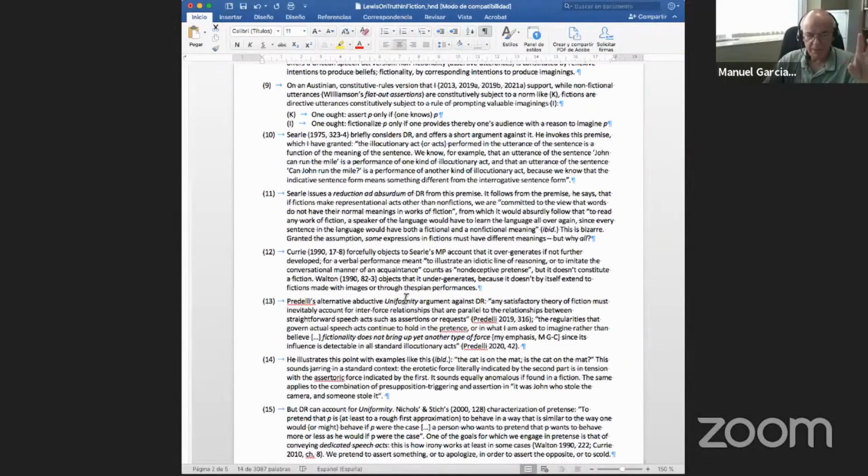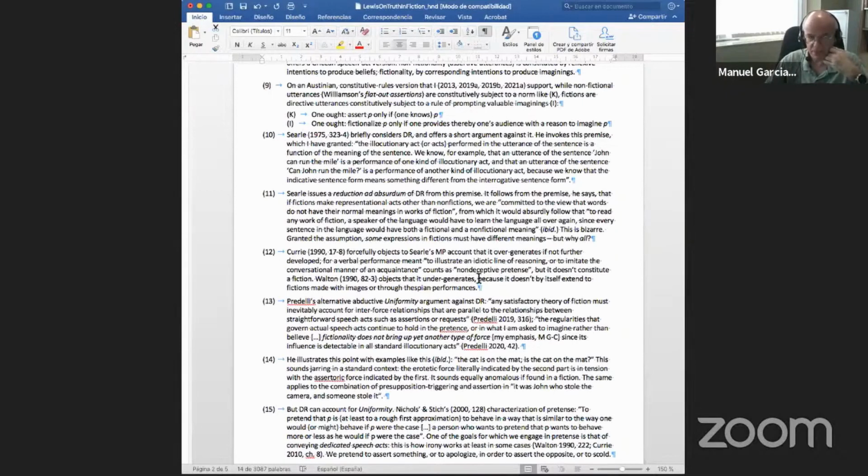So my problem with Lewis's argument doesn't lie in the premise, but then Lewis attempts what looks like a reductio ad absurdum of the dedicated representation view from this premise. He says that it follows from the premise that if fictions make representational acts other than non-fictions, we are, quote, committed to the view that words do not have their normal meanings in works of fiction, from which it would absurdly follow that, quote, to read any work of fiction, a speaker of the language would have to learn the language all over again, since every sentence in the language would have both a fictional and a non-fictional meaning.